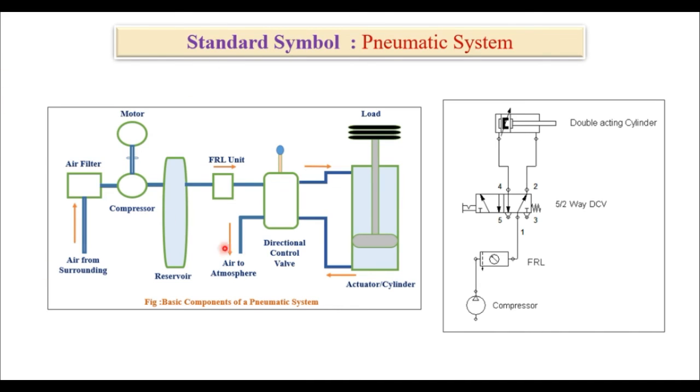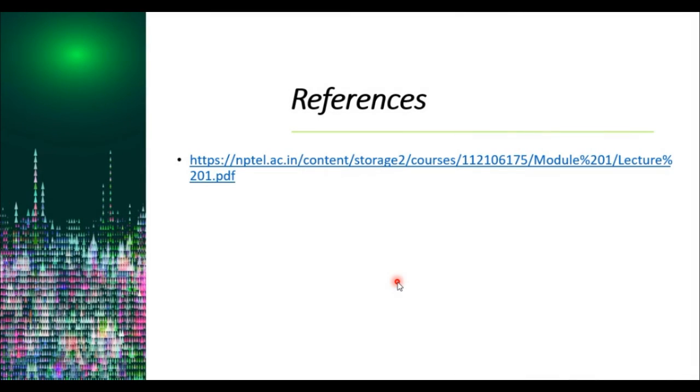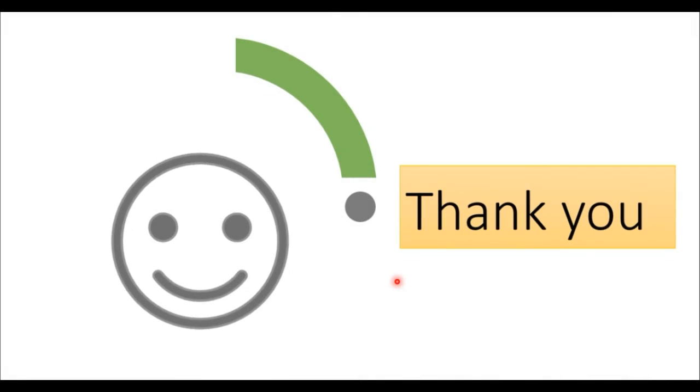This is a pneumatic system represented in a standard way, and we are converting it into standard symbols. This is the compressor symbol. After that the FRL unit. After that the DCV, a 5 by 2 DCV, and finally a double acting cylinder. This is easy to represent with the help of standard symbols. There is no confusion. So these are the references. Thank you.